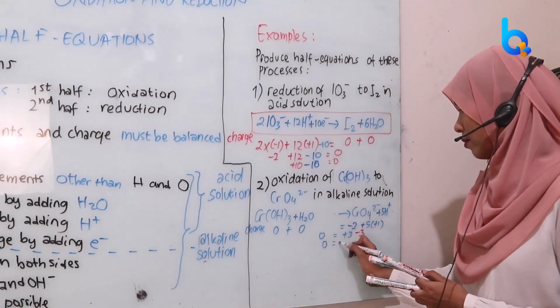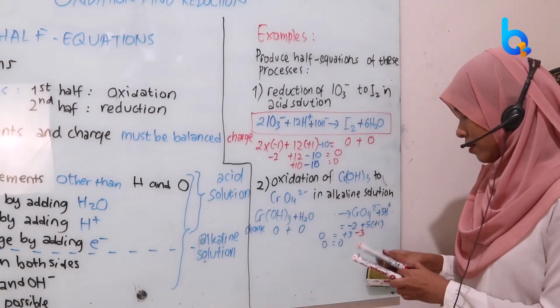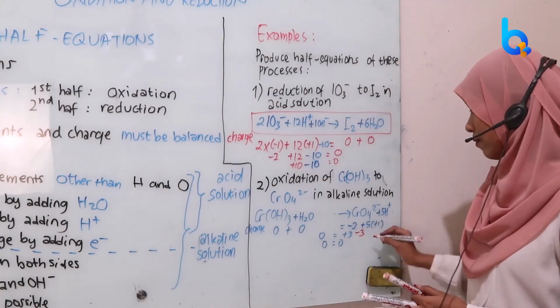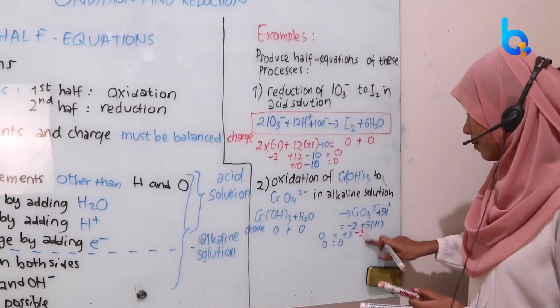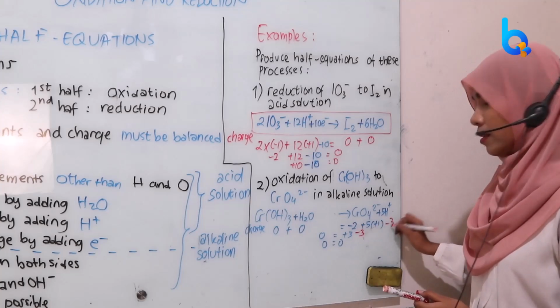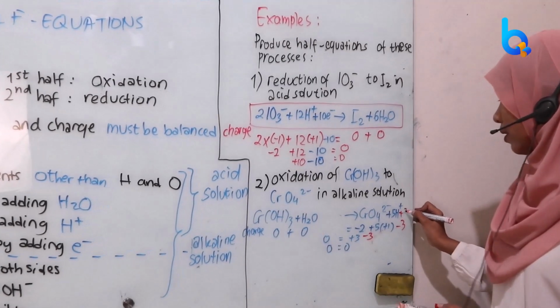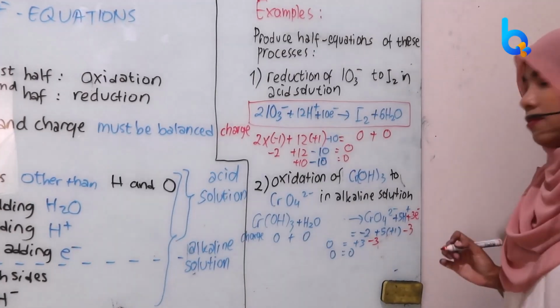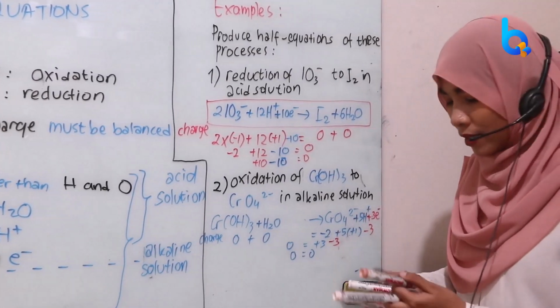So 0 equals to 0. Because we deduct the 3 here, we must also deduct the 3 from above. Sorry, minus 3 here, minus 3 here. So from where the minus 3 came from, we add 3 electrons. Okay, it's almost done. It's not finished yet. Why?